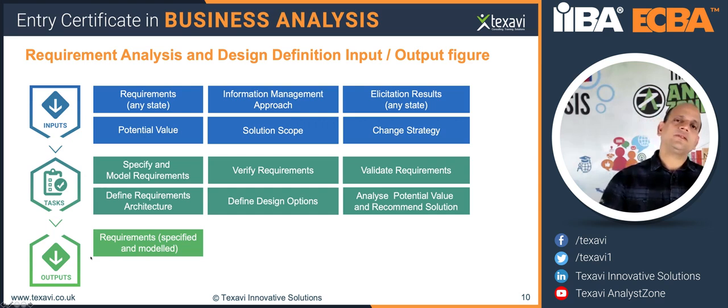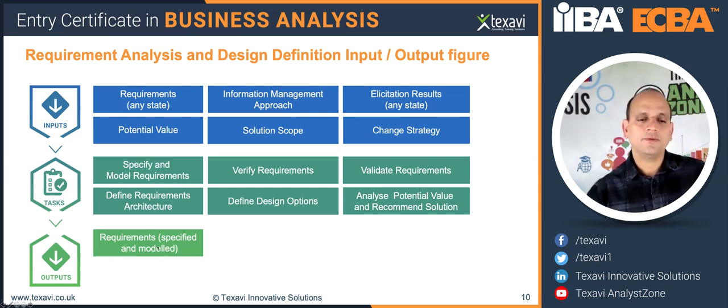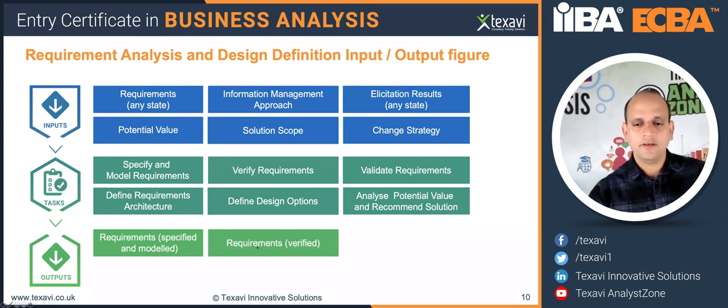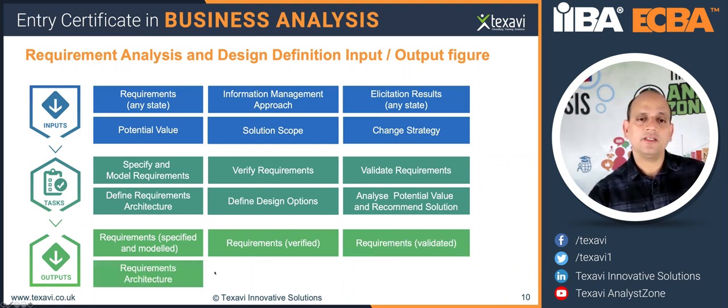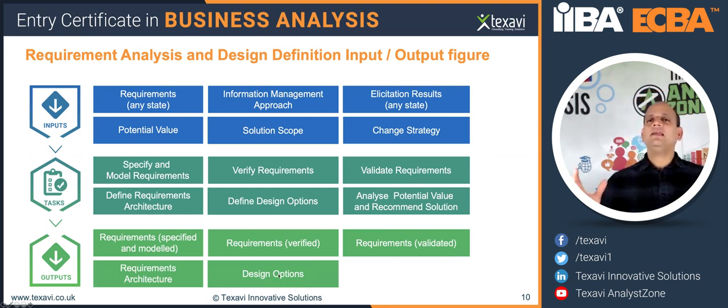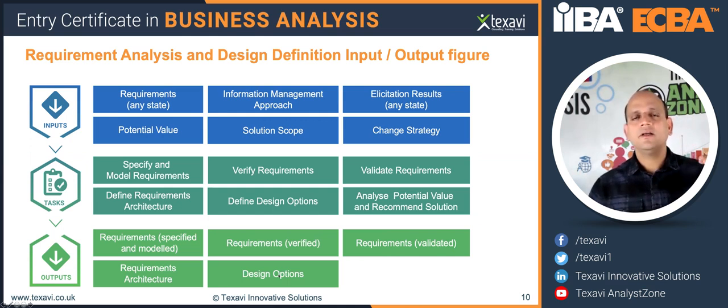And the outputs from this knowledge area are requirements again. So the requirements would be specified, modeled, and perhaps verified, validated. Again, verified requirements, validated requirements. And then the requirements architecture is again a kind of output or outcome. The design options, in terms of the high-level design, again the technical design, it could be the layers. This is the client-server architecture. Then this could be the design, or perhaps 3-tier architecture, multi-tier architecture. This could be, for example, the user interface. We're using front end, middleware, back end. So all of these are the technical or layered architecture.